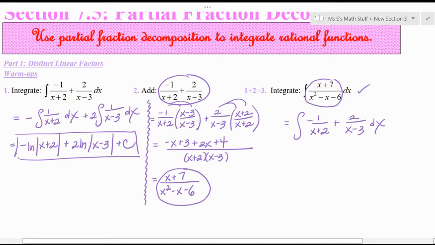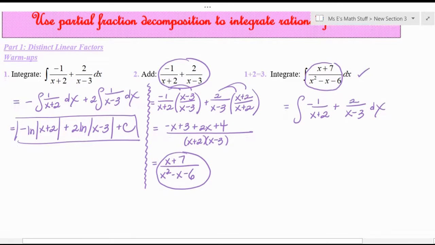And this whole lesson is about that process: how do you decompose fractions? How do you get that answer? Because once you can decompose a rational function as two simpler fractions, then you have an easy problem like warm-up 1 here. And so you could get the answer nice and fast.